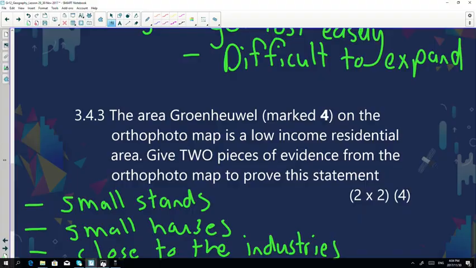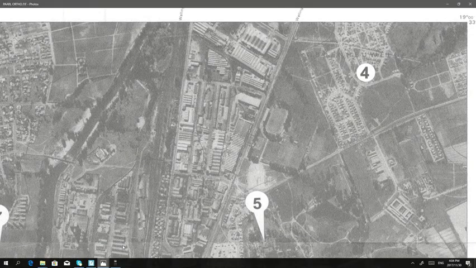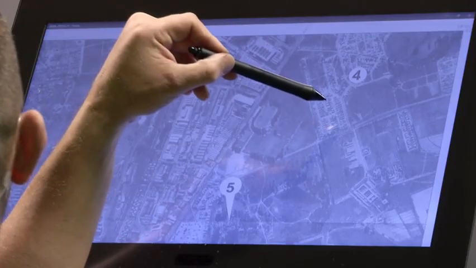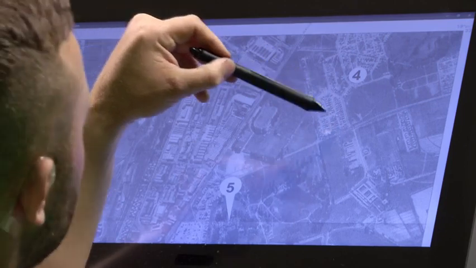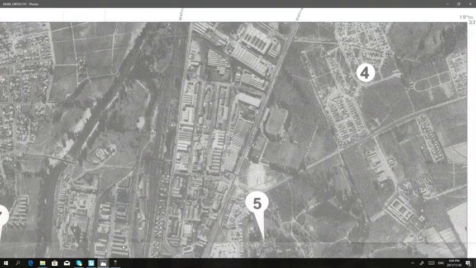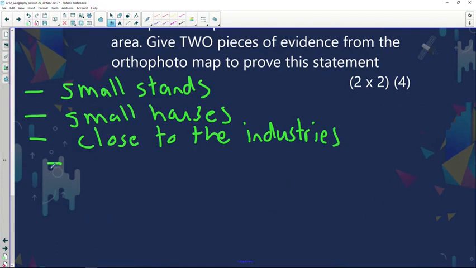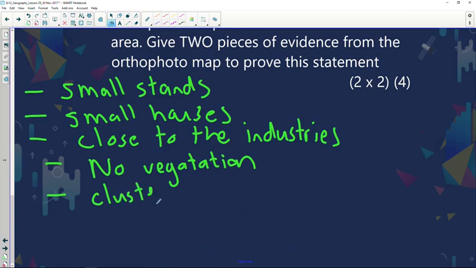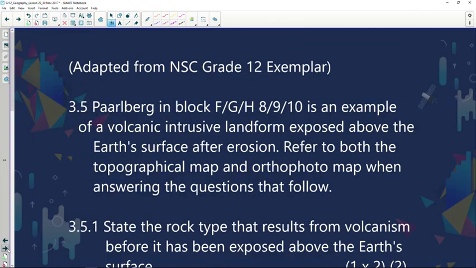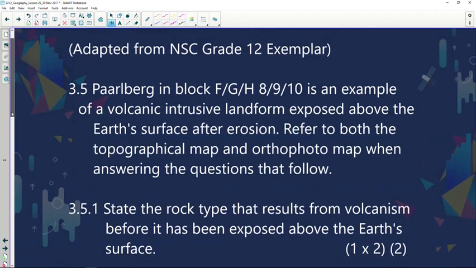And if you look at it, there are not many trees or vegetation around. It's not an established neighborhood. And we can also mention, look how densely clustered they are. So no vegetation, and clustered. That gives us the indication that it's definitely a low income area.